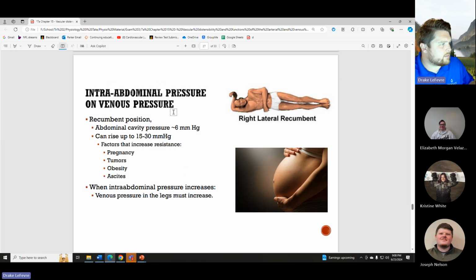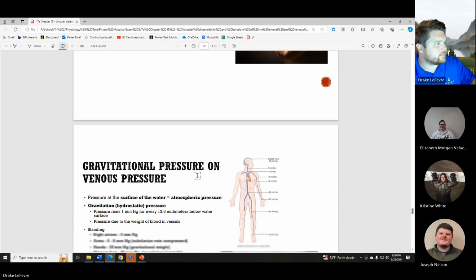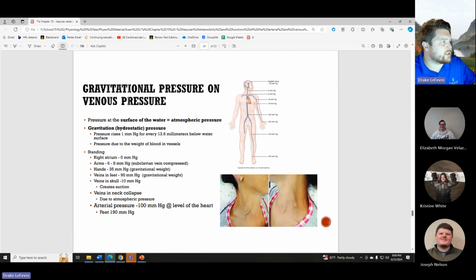Intra-abdominal pressure on venous return. You have any of these things: pregnancy, tumors, obesity, ascites. Ascites is free fluid in the abdomen. That causes venous pressure to rise, and then yucky things happen. Pregnancy, this is why pregnant women get the swollen feet. They have increased venous pressure, so they have a harder time getting blood up. And then, of course, there's gravity.